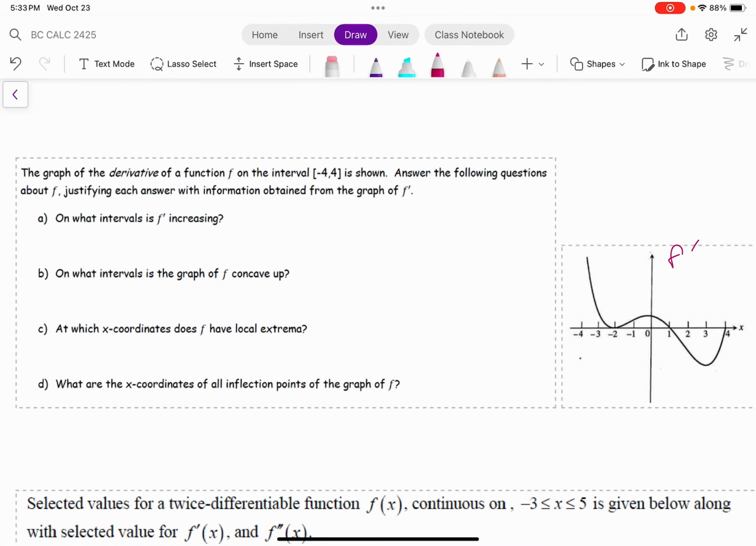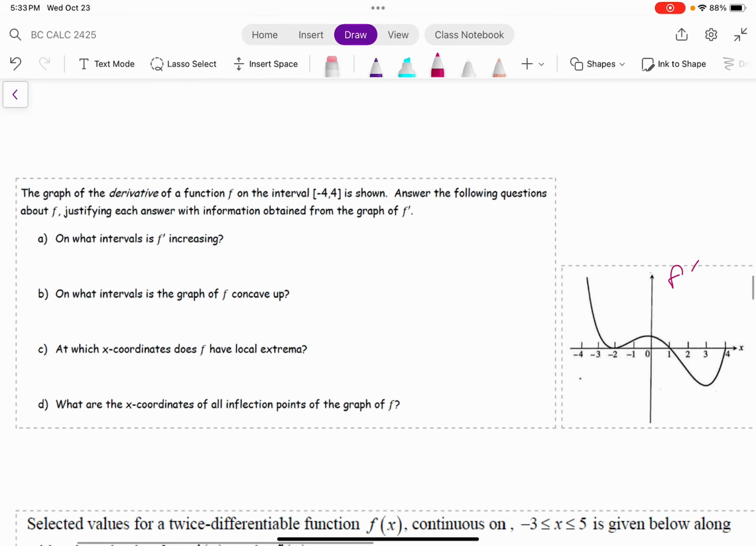Okay, so I want to do this exercise, which I think is from a textbook. It says the graph of the derivative of a function f on the interval -4 to 4 is shown. Answer the following questions about f, justifying each answer with information obtained from the graph of f prime. Okay, on what intervals is f prime increasing?